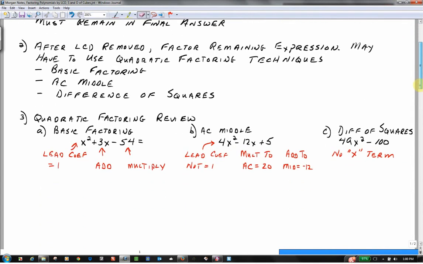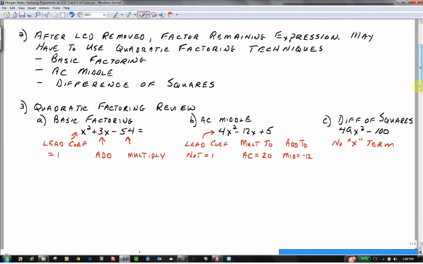Okay, so here's a couple factoring techniques that we used when we had quadratics. Do you remember something like this? It was an x squared, and there was a 1 in front of the squared term. And what we would do is we'd say, well, this is a basic factoring if we had two numbers that add to 3 but multiplied to negative 54. It was just the easy factoring.